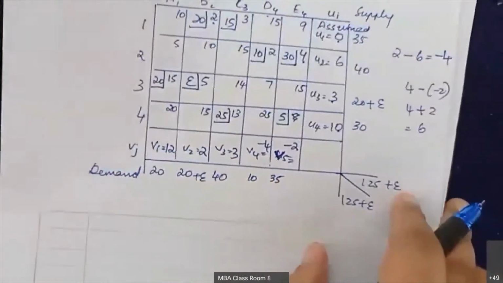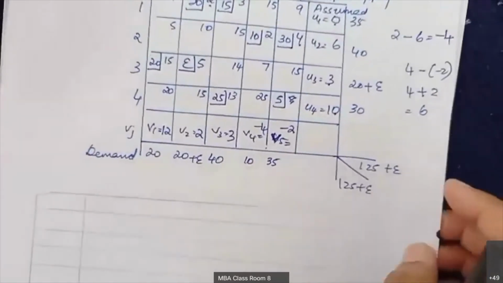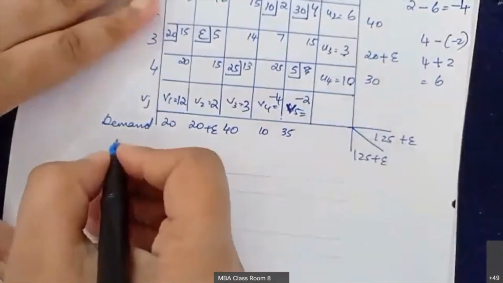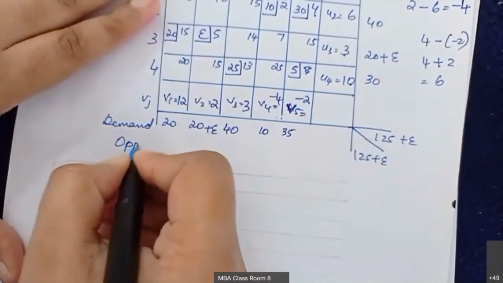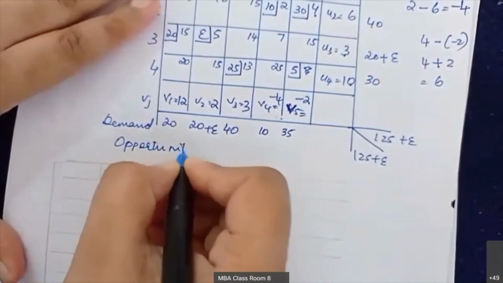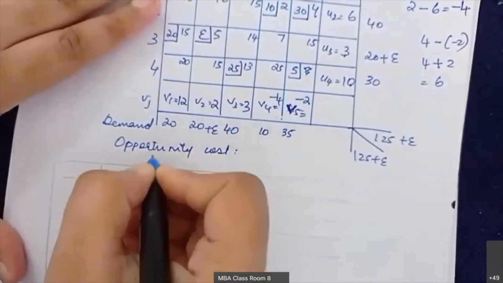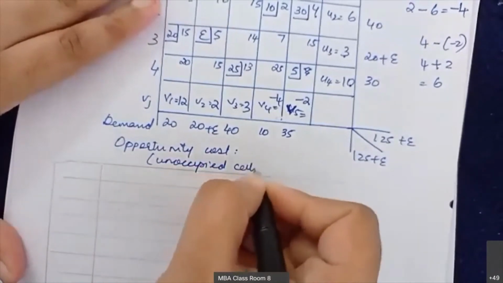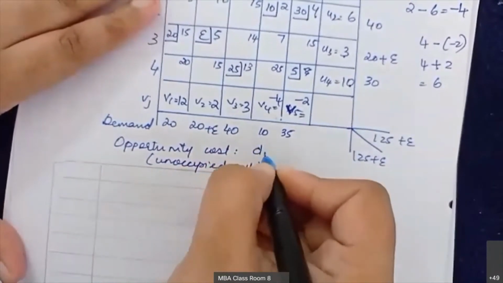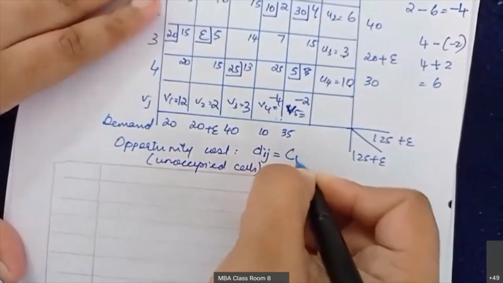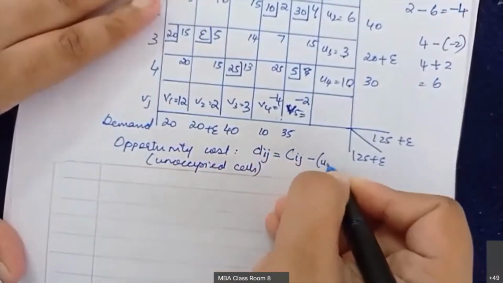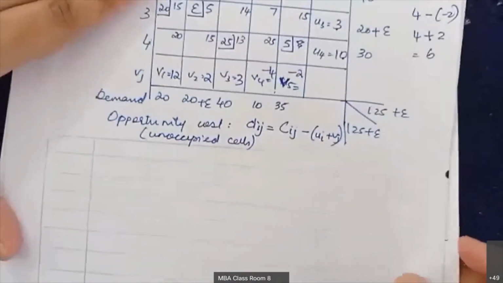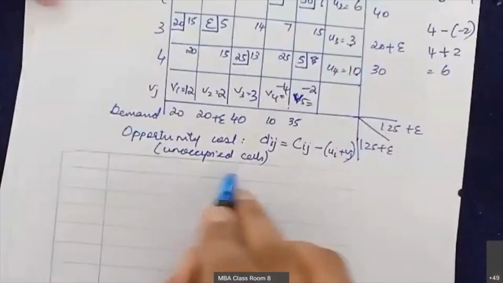Once we find this much, what we need to do is find the opportunity cost of the unoccupied cells, for finding the optimality. The opportunity cost of unoccupied cells is given by the formula Dij is equal to Cij minus of Ui plus Vj. This is the formula for finding the opportunity cost, and this is for unoccupied cells alone.